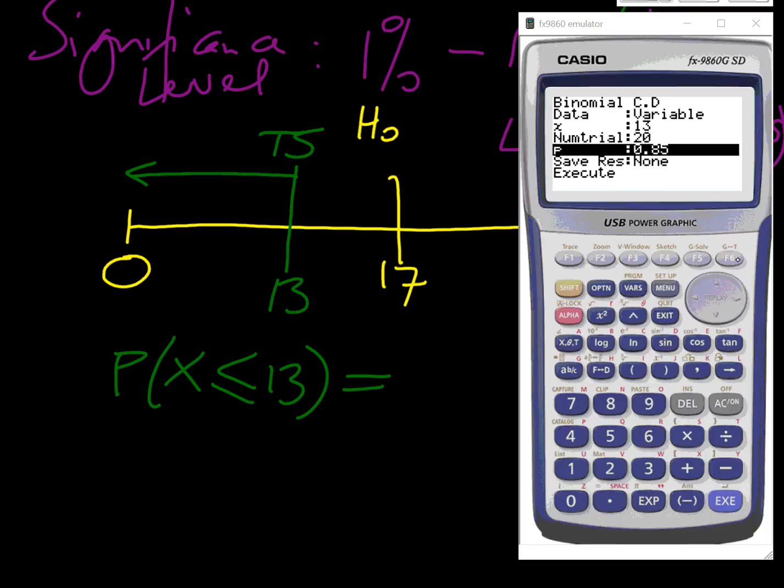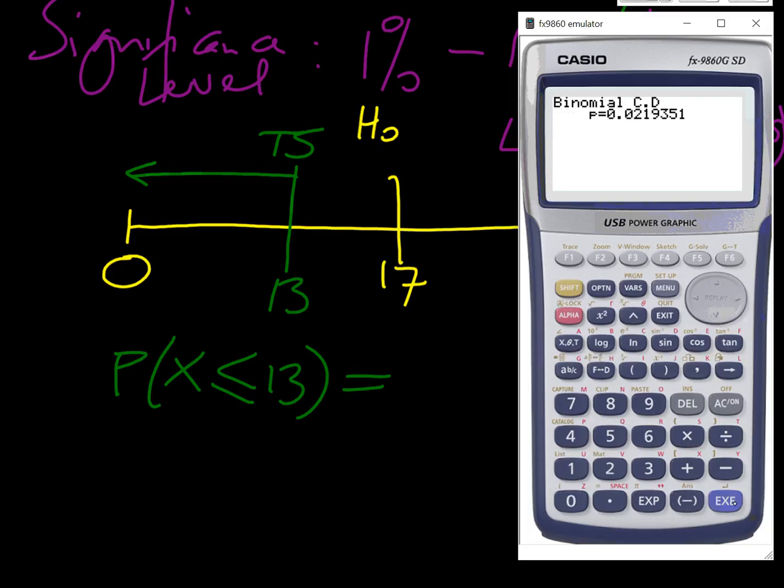So here's our calculator emulator. I've got my emulator up here. Now our test statistic, that's our X, number of successes is 13, so we put our 13 in there. The number of trials was 20, so we've got our 20 there, and our probability was 0.85, so all we need to do is bang there, execute, and here's our number.